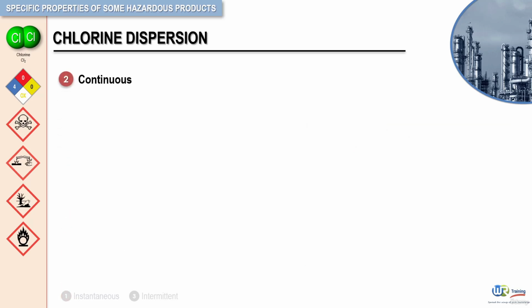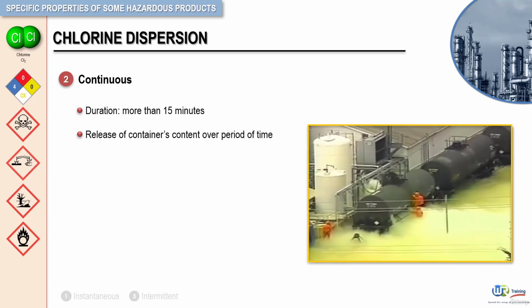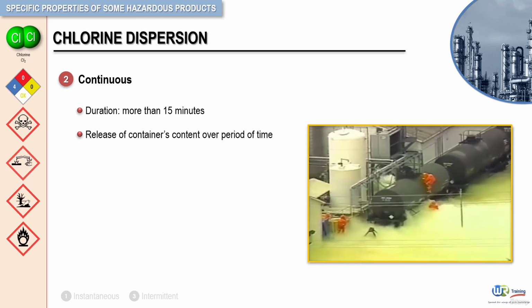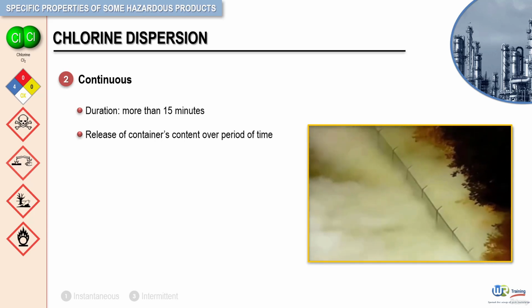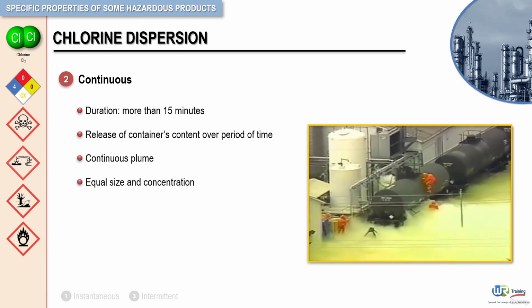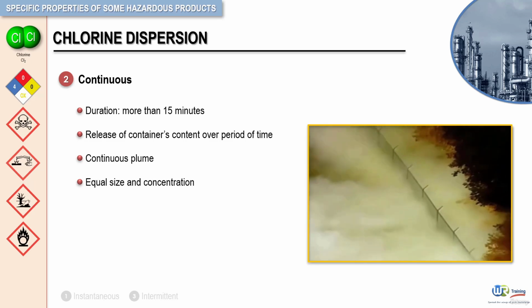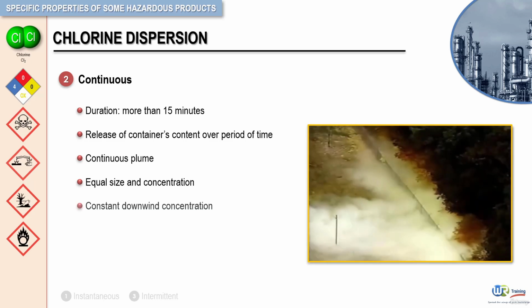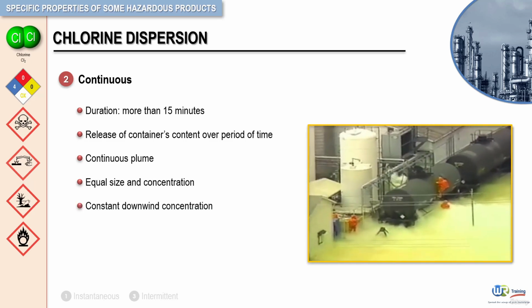A continuous release is characterized by the release of chlorine to the atmosphere over a longer period of time, like a valve failure, rupture, or process fitting failure. This type of release will result in a continuous plume that reaches an equilibrium size and concentration gradient. The concentration of chlorine monitored downwind from the source will be relatively constant for the duration of the release.